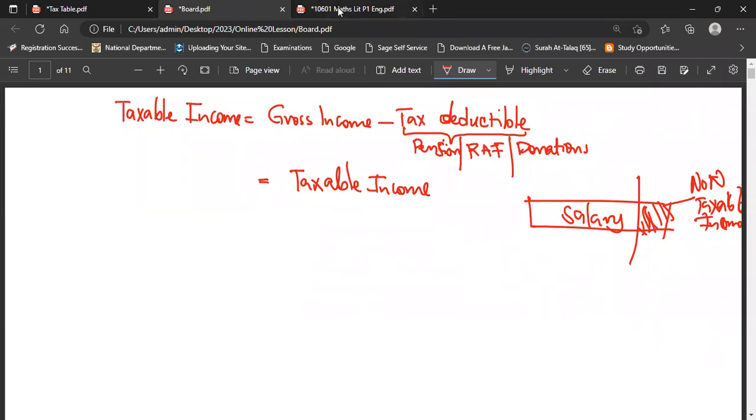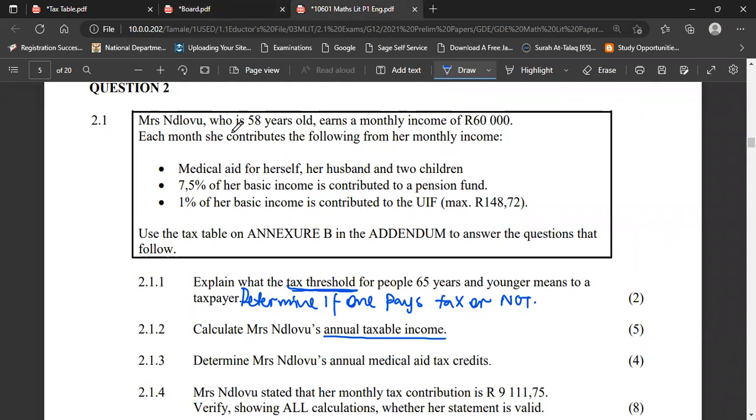So let's go to the question that we had here. Mrs. Ndlovu, who is 58 years old, earns a monthly income of 60,000 each month. She contributes the following from her monthly income. She contributes medical aid for herself, her husband, and two children. Then 7.5% of her basic income is contributed to pension. And 1% of her basic income is contributed to UIF.